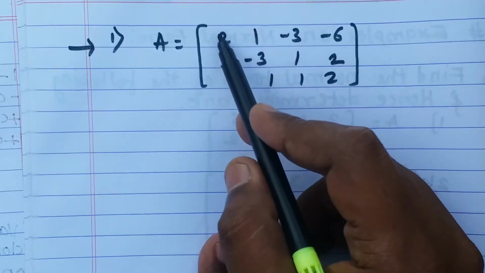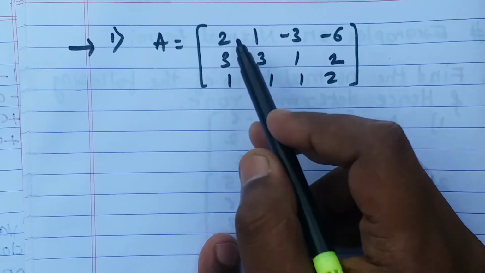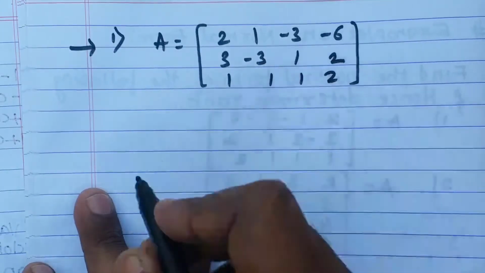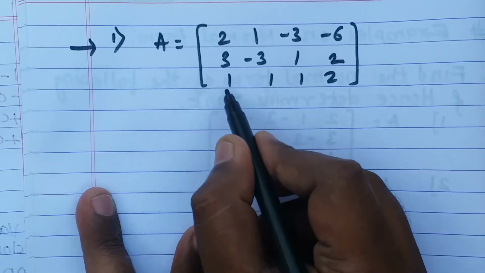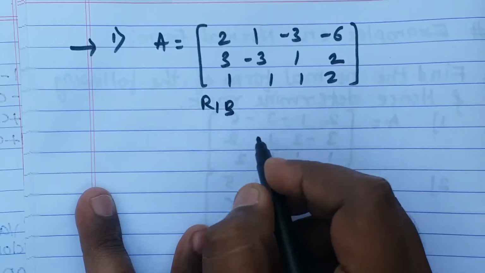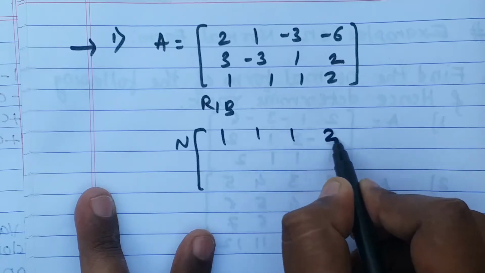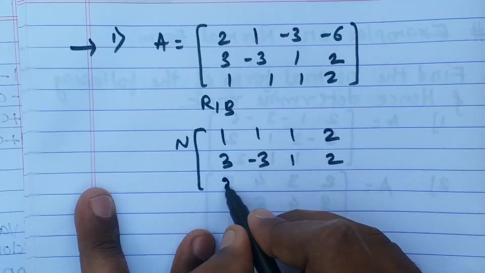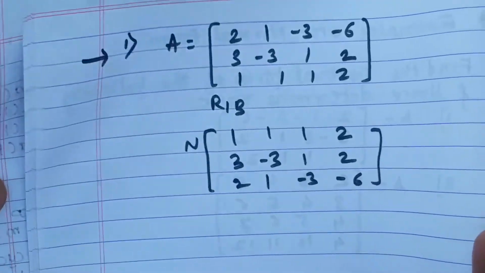Starting from the first entry, here we need to get 1 initially. For getting that 1, we can interchange the first and third row, or you can interchange 2 columns also, because both transformations are allowed in normal form. So let us change the first and third row. By performing R13, your matrix will be equivalent to: first row will be 1 1 2, second row as it is, and the first row will become the third row. So this will be the matrix after the transformation R13.